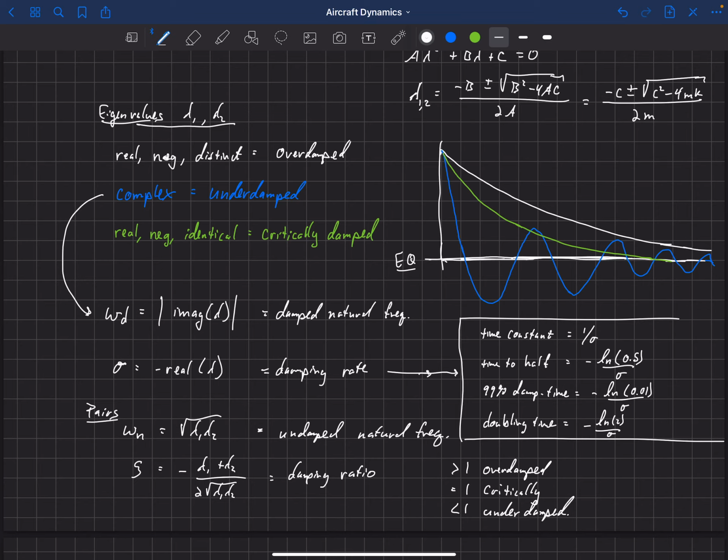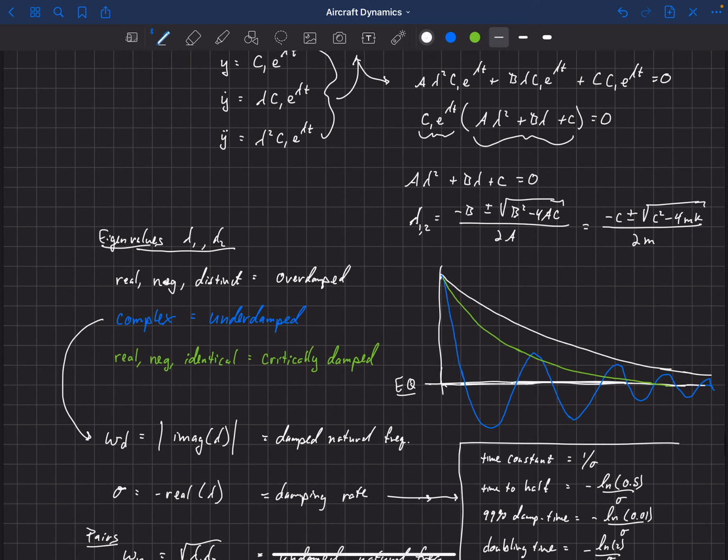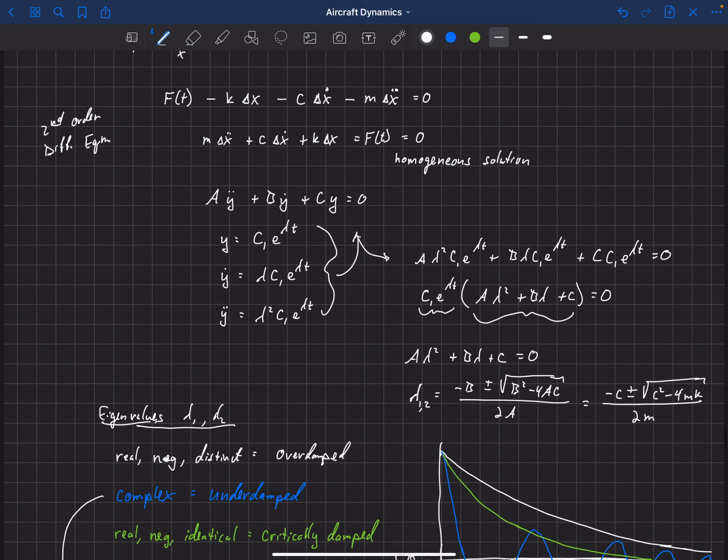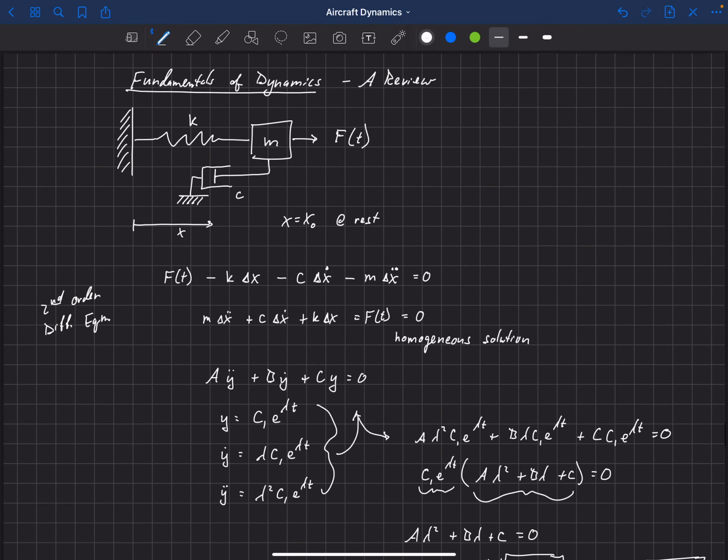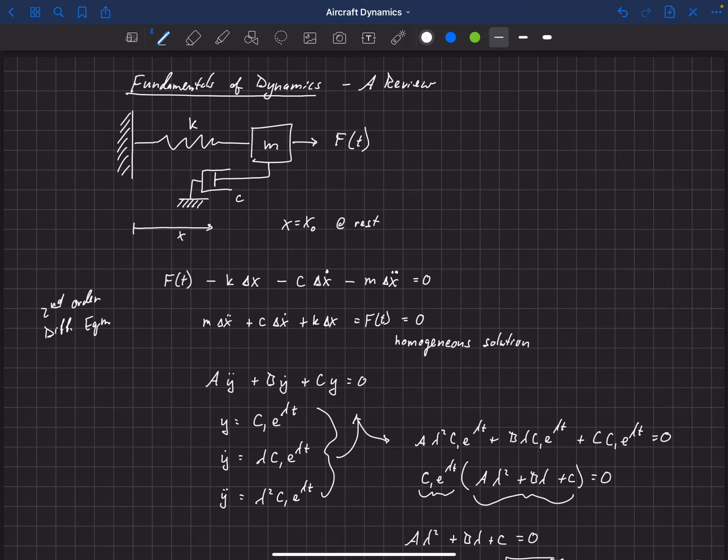Okay, so hopefully this has been a nice review for you about basic second order differential equations and how we can analyze the eigenvalues that come from that system in order to understand the dynamics of that system.